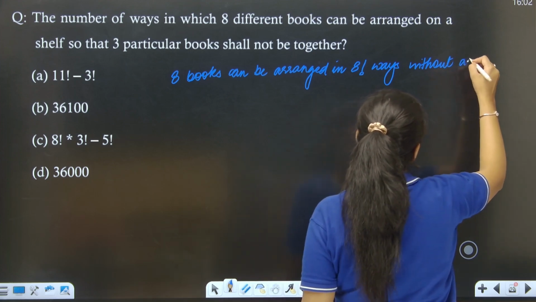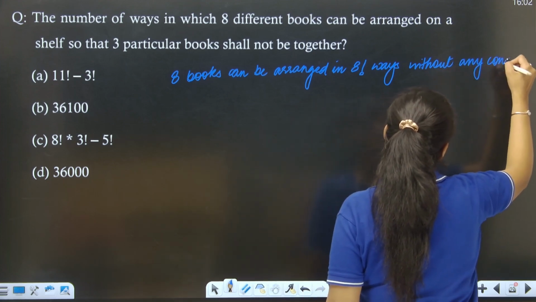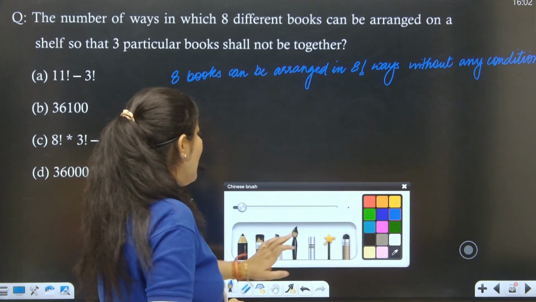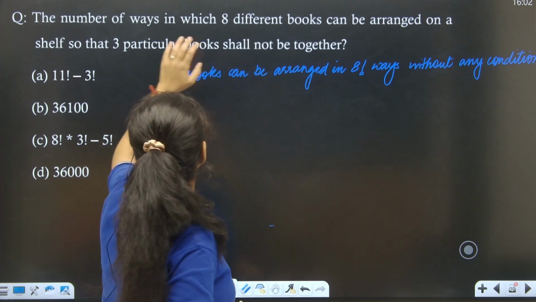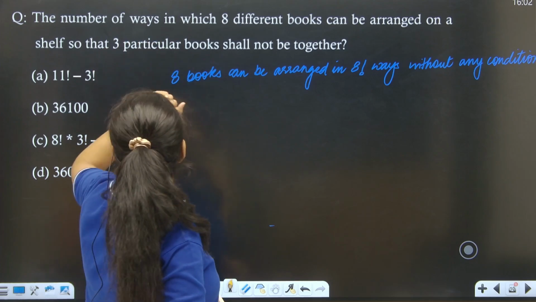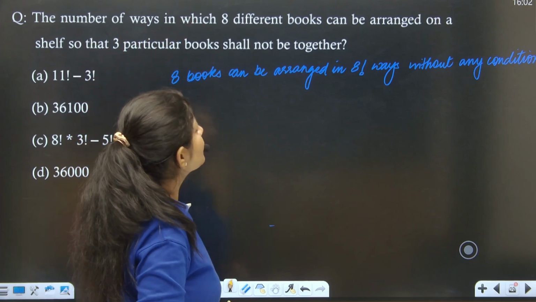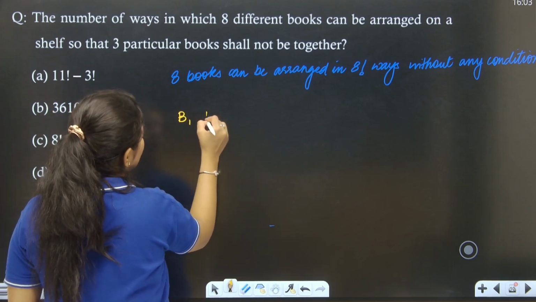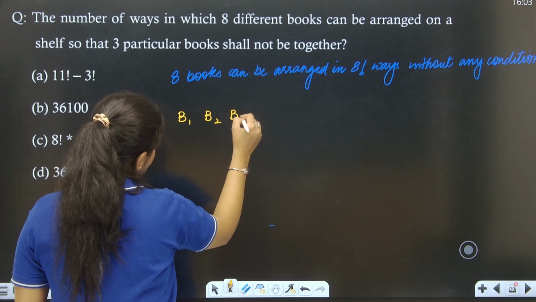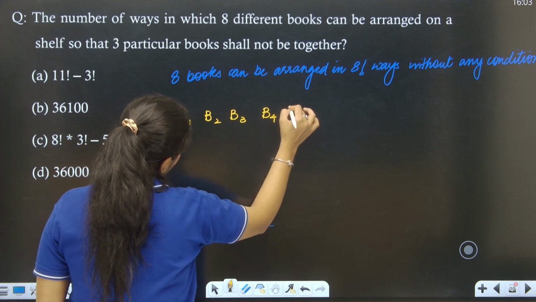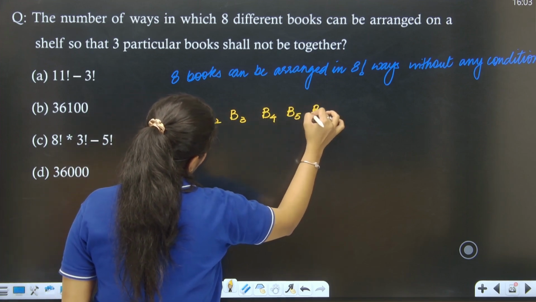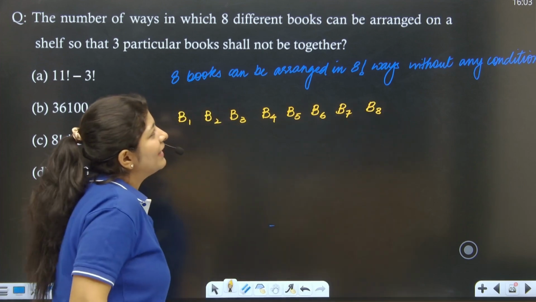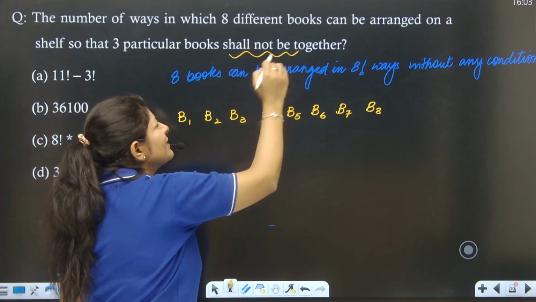Without any condition, right? Without any condition. But the question says that we need to arrange it so that 3 particular books shall not be together. So let's suppose we have book 1, book 2, book 3, book 4, book 5, book 6, 7, book 8. Whenever we have a "not be together" condition, it's very difficult to find out directly.